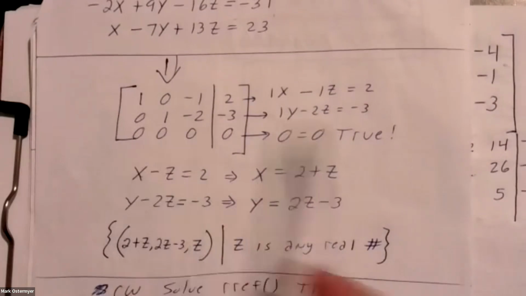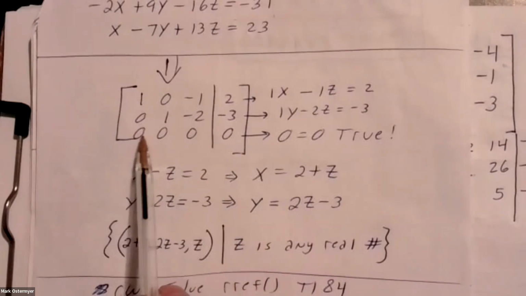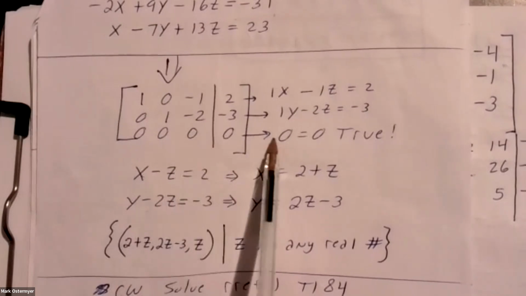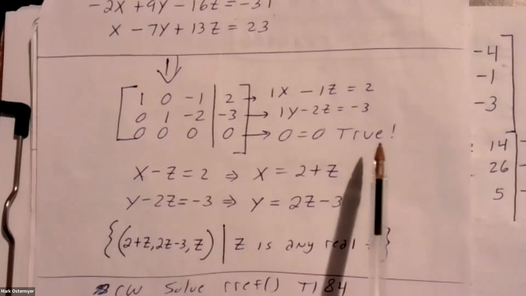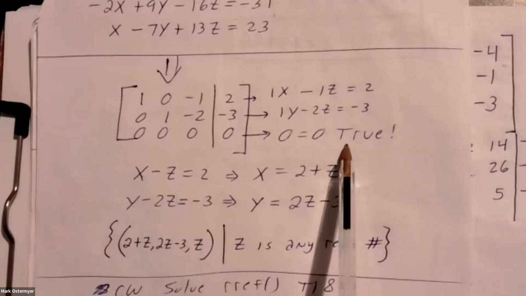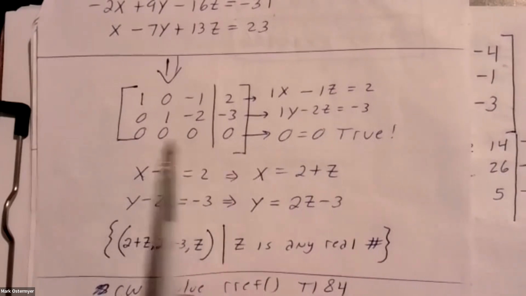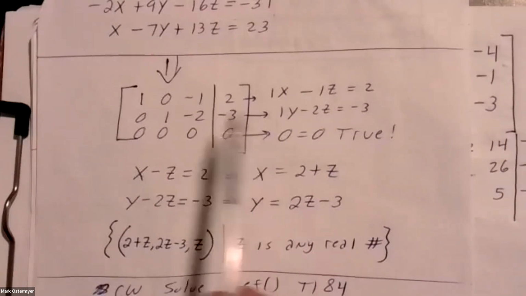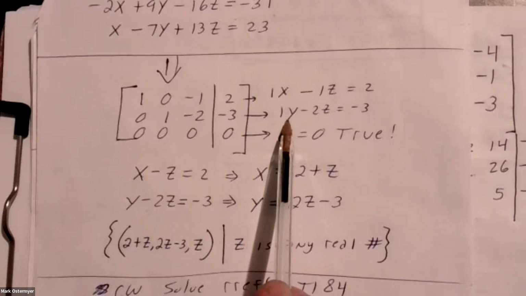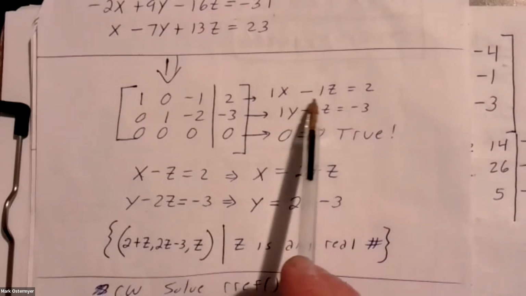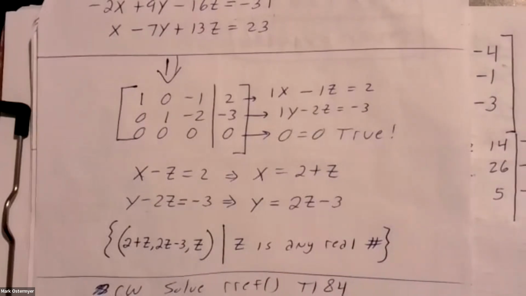There's our matrix. The bottom row is saying that we really have the equation of 0x plus 0y plus 0z is equal to 0. In other words, 0 is equal to 0, which is a true statement. So this system of equations has an infinite number of solutions, because this is a true statement down here. The second row is giving us the equation 1y minus 2z equals -3. The first row gives us the equation 1x minus 1z is equal to 2.